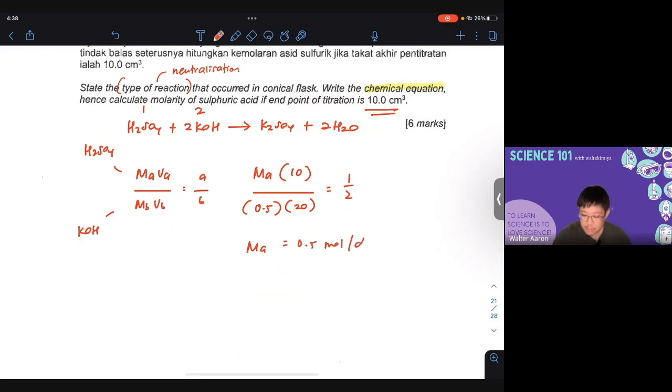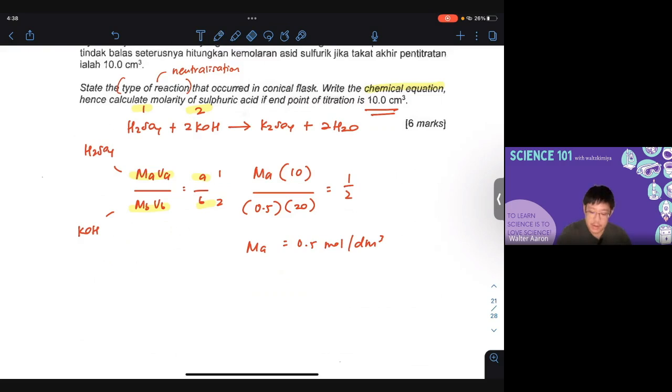Okay, so this is actually a shortcut method, easier for you to remember. Again, MAVA here refers to the molarity and the volume of acid used. This one is the molarity and the volume of the base or alkaline solution used. Then it'll be the ratio A and B. The ratio I show you here is 1:2, so you just put here 1:2.